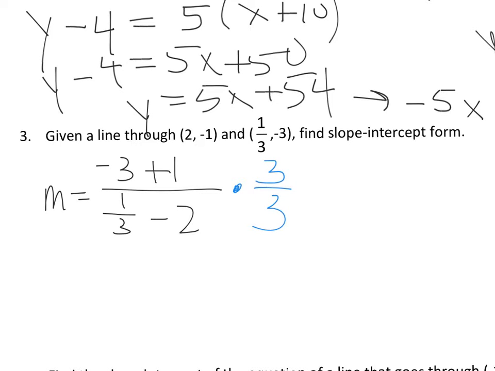So now this right here is lining up with the numerator of the large fraction. This lines up with the numerator of the large fraction, and this lines up with the denominator of the large fraction. And now we can distribute that in. When we distribute this into here, we get negative 9, so we get m equals negative 9. When I distribute this into here, I get plus 3.